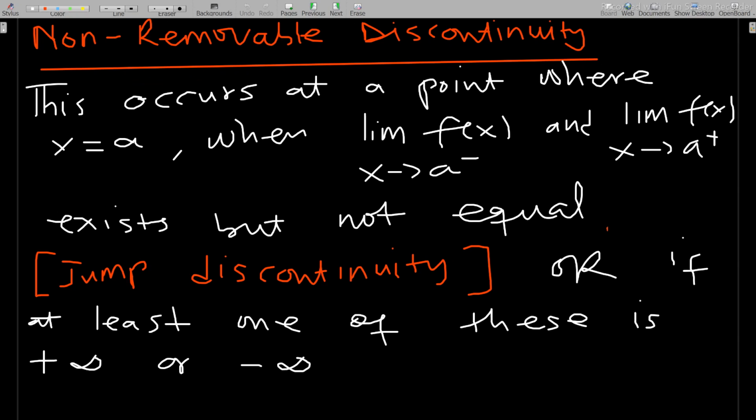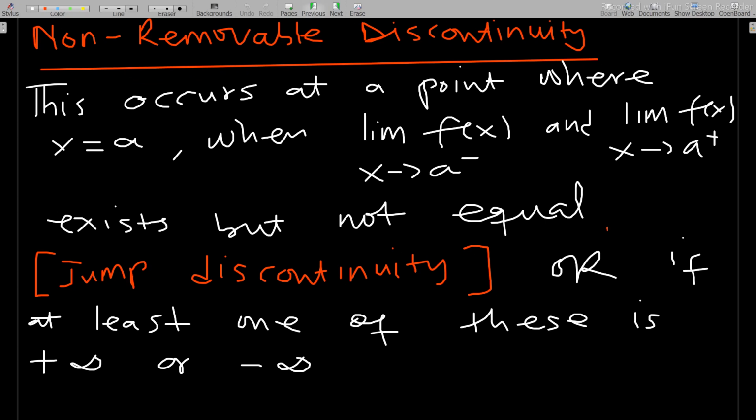So this, first of all, at the point x equals a, the left hand limit and right hand limit exist but are not equal. When they both exist but are not equal, you just say that the limit does not exist. Okay, that's what you should know.